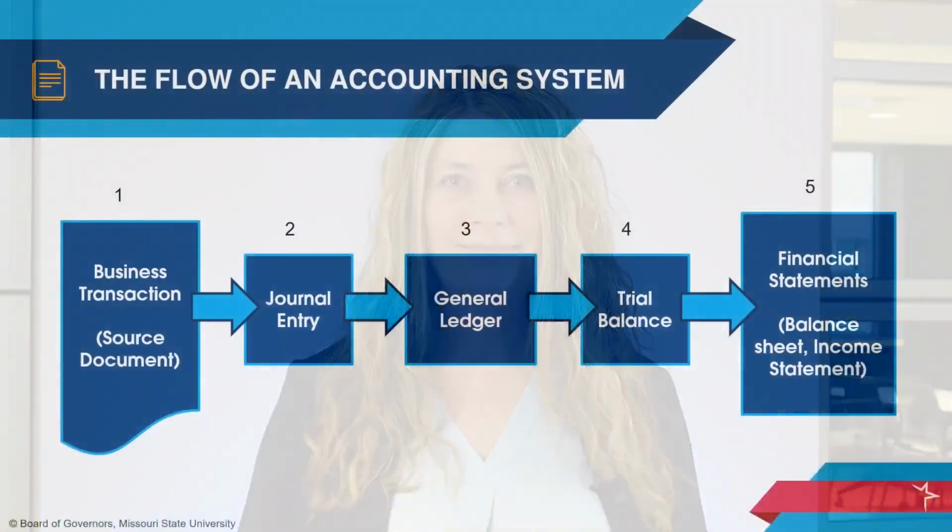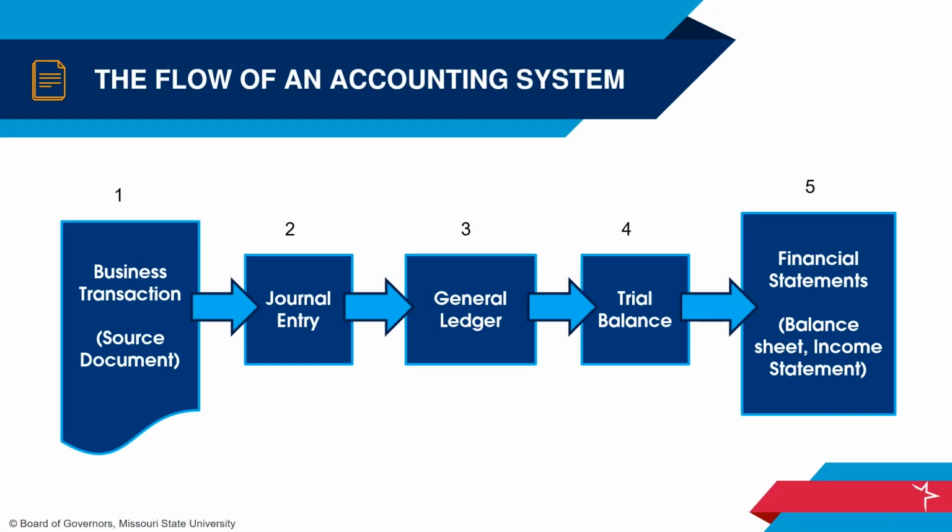Let's take a look at the flow of an accounting system. Every accounting entry is based on a business transaction, which is usually evidenced by a business document, such as a check, sales receipt, or invoice. A journal is a place to record the transactions of a business. Typical journals used to record the chronological day-to-day transactions are sales and cash receipts journals and a cash disbursement journal. A general journal is used to record special entries at the end of an accounting period.